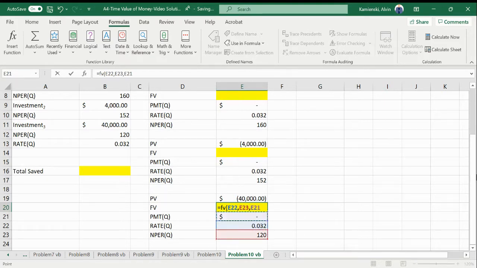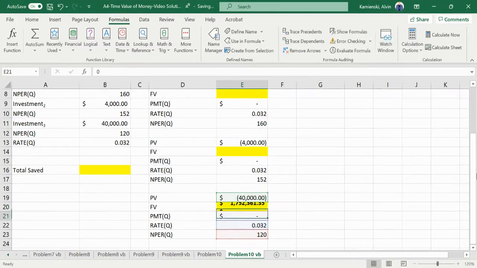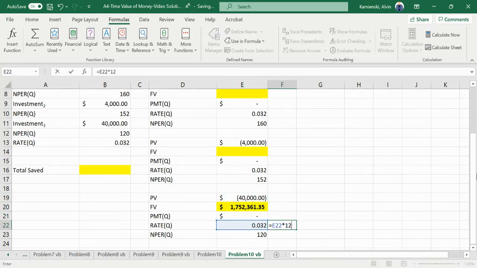All right, so using the basic future value formula, when we have a rate, a number of periods, a payment, and a present value, there's that giant number of 1.7 million. If I invest $40,000 and it grows by 3.2% per quarter, that's a pretty fat interest rate, right? That's per quarter. It's like earning almost 13% a year, which is pretty significant.